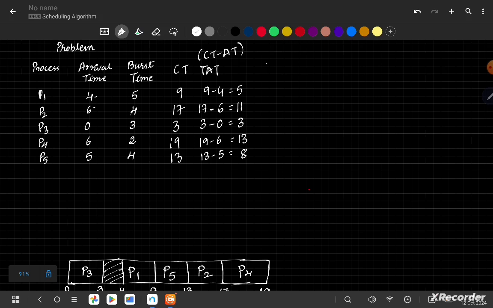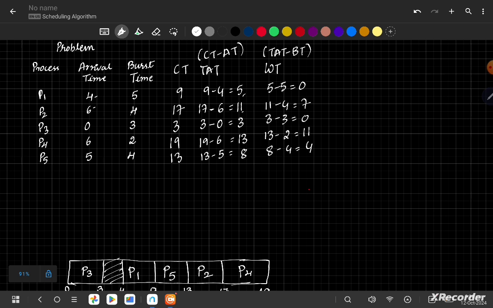The next one we have to calculate is waiting time. The formula for waiting time is turnaround time minus the burst time. Turnaround time is given here. We have to subtract the burst time from this. 5 minus 5 will be 0. 11 minus 4 will be 7. 3 minus 3 will be 0. 13 minus 2 will be 11. 8 minus 4 will be 4. This is your waiting time.